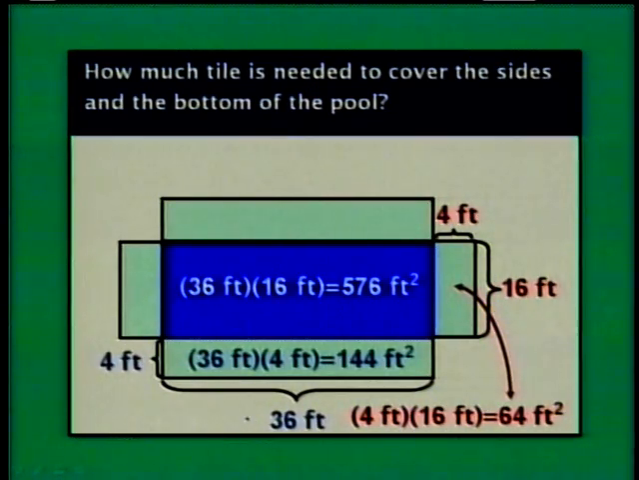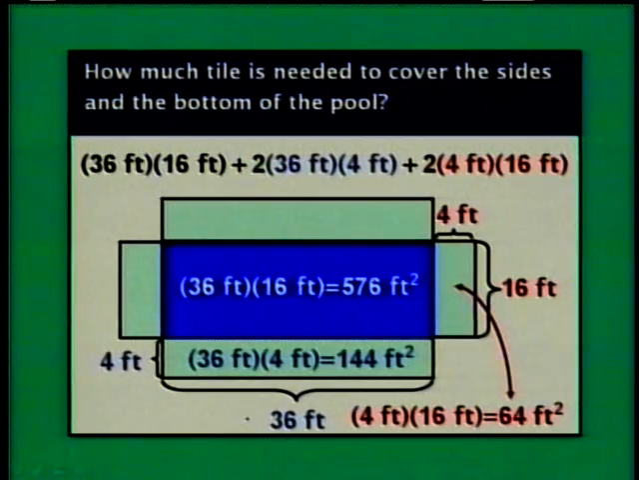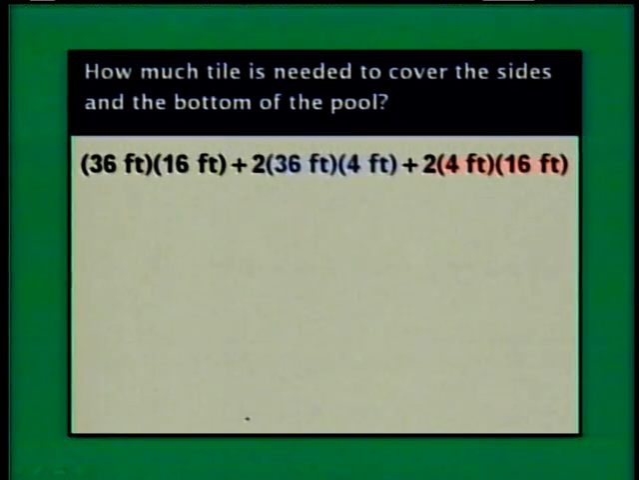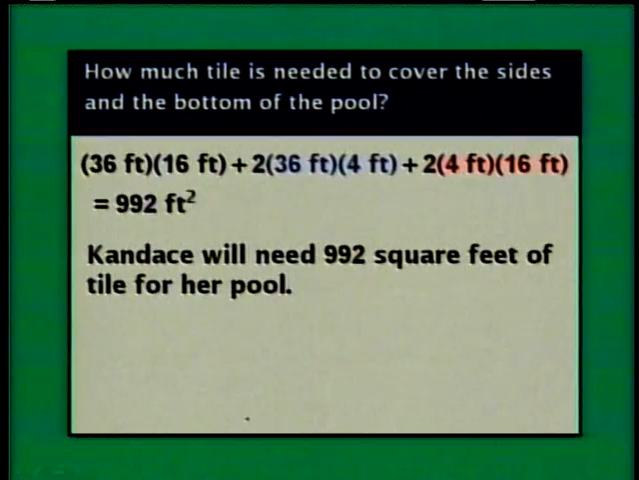If I want to find the area of the entire pool, I need to add up the area of the bottom of the pool, 2 times the area of a long side, and 2 times the area of a short side. So that's 36 feet times 16 feet for the bottom of the pool, plus 2 times 36 feet by 4 feet for the 2 long sides, plus 2 times 4 feet times 16 feet for the 2 short sides. When we do that computation, we get 992 square feet. So Candace will need 992 square feet of tile for her pool.